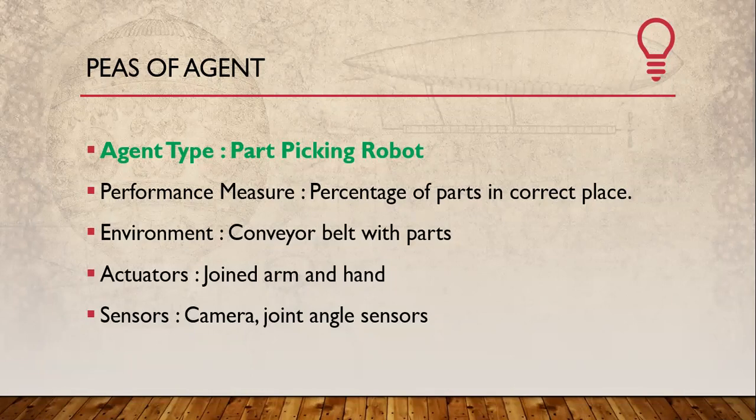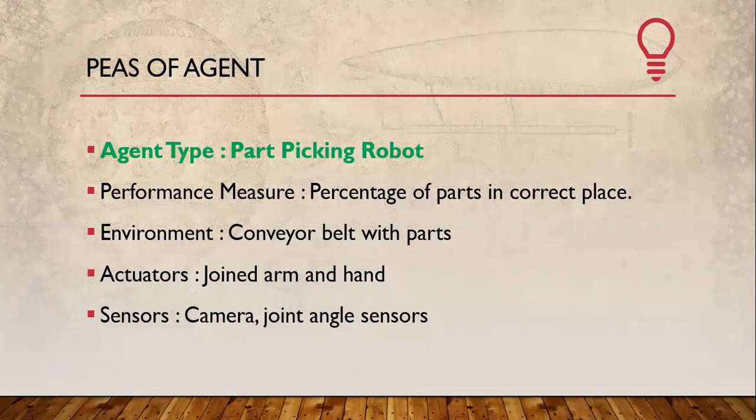Then the average size box should be picked up and placed at a different place. Then maybe the bigger size boxes should be taken and placed at a different place. It might also happen that certain parts are going, and if there are certain defective parts, they need to be picked up. So there could be a variety of applications, and depending on what exactly your purpose of making this part picking robot was, your performance measure will be there.